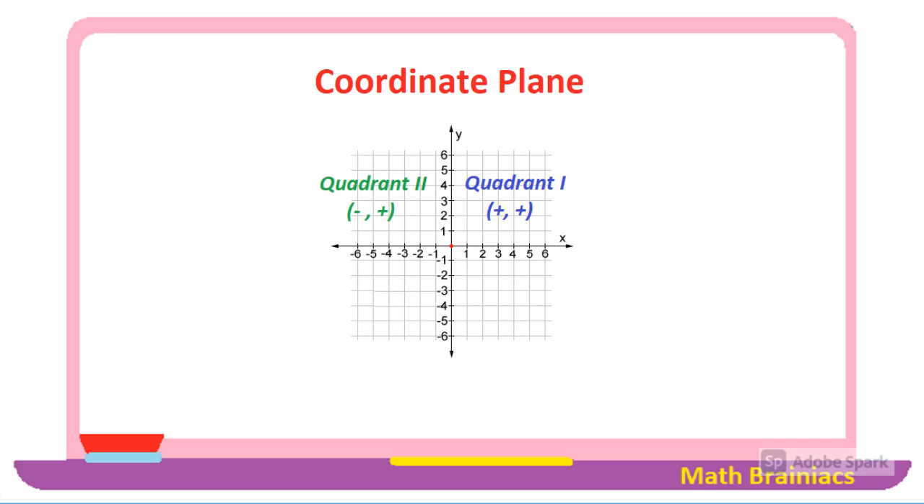However, if the x-coordinate is negative and the y-coordinate is still positive, it is on the second quadrant. Nevertheless, if both coordinates are negative, it is on the third quadrant. While if the x-coordinate is positive and the y-coordinate is negative, it is on the fourth quadrant.